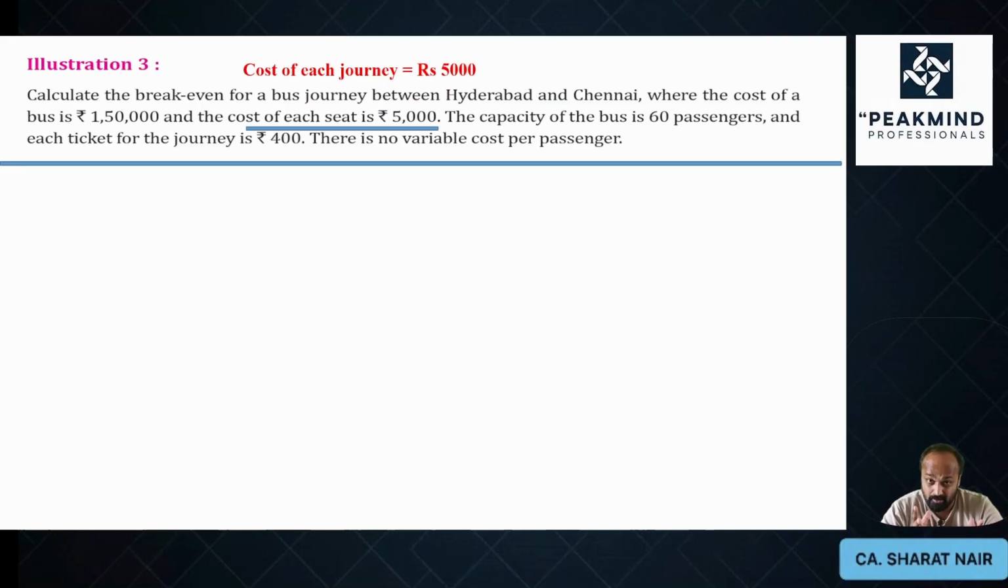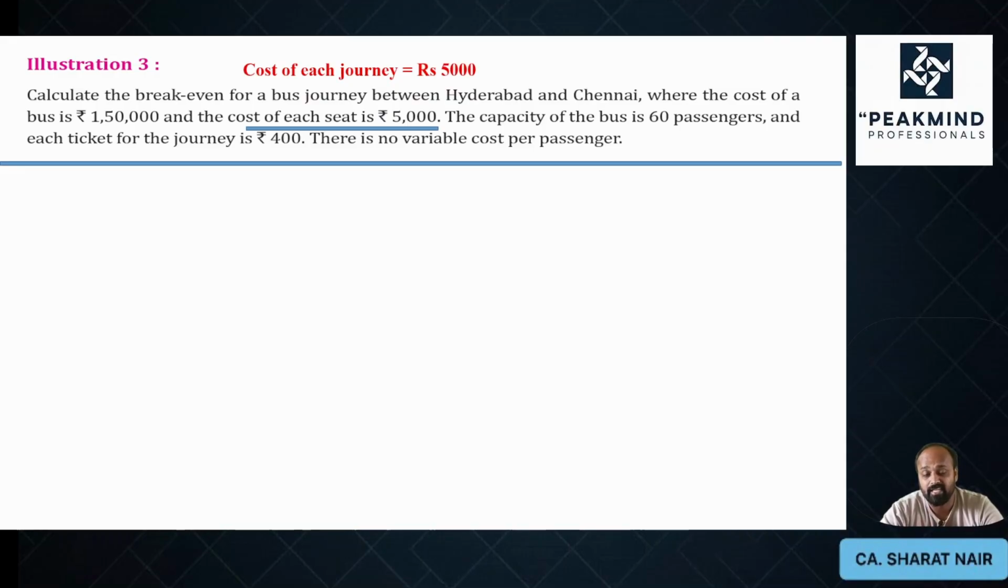Now, fixed cost of the bus, that is obviously the purchase cost, is 1,50,000. Now, here they have made a mistake. This is what I understand. Cost of each seat is given, which is rupees 5,000. So, I believe it was supposed to be cost of each journey to be 5,000. Why, I will discuss later. Now the bus capacity has 60 passengers, and from each passenger I will collect a ticket of rupees 400.